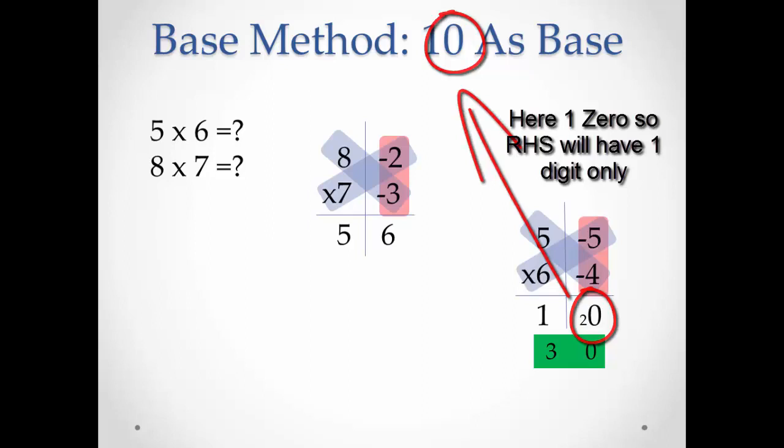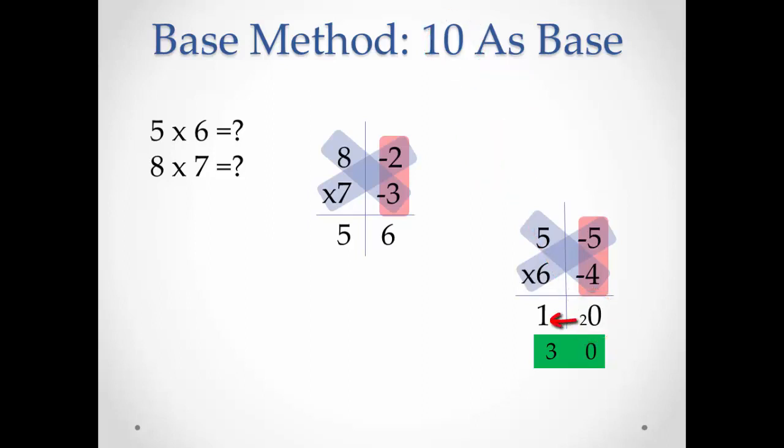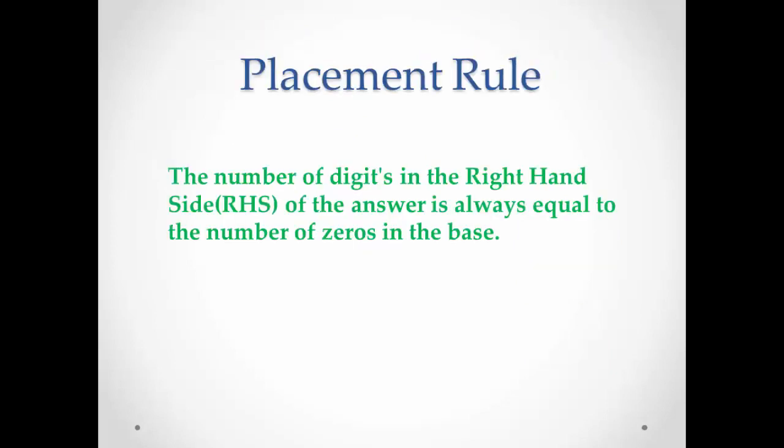So we carry the 2 over to the left hand side and we add 2 plus 1 is 3, and we get the final answer as 30. So this is what the placement rule says. The number of digits on the right hand side of the answer is always equal to the number of zeros in the base.